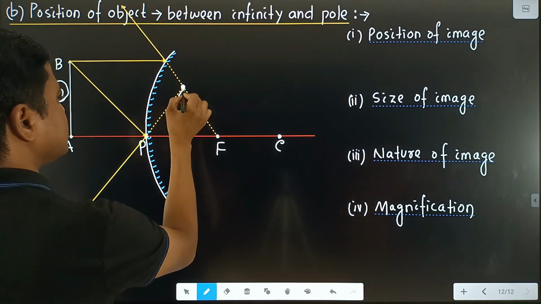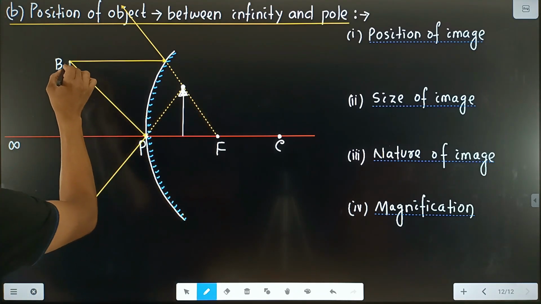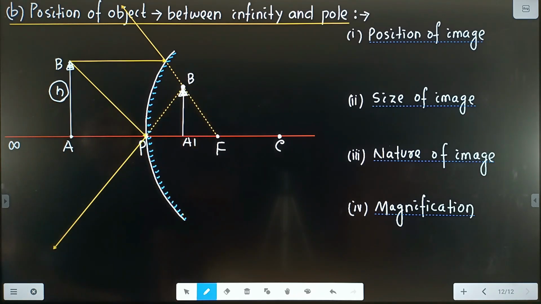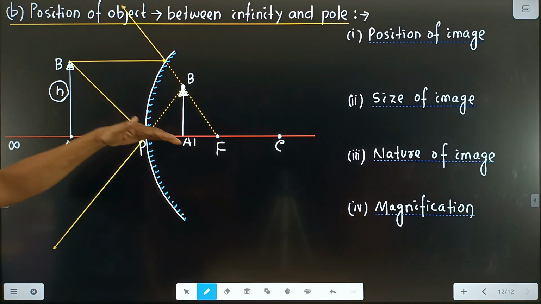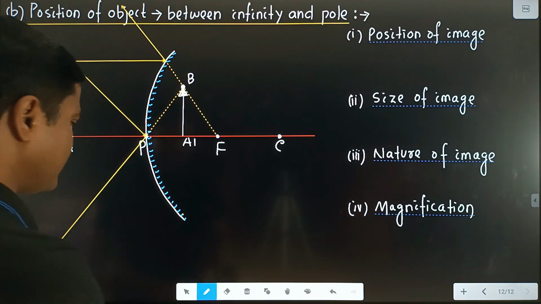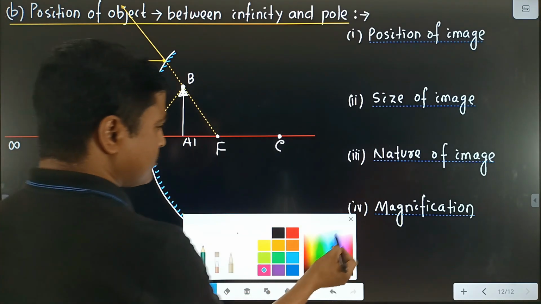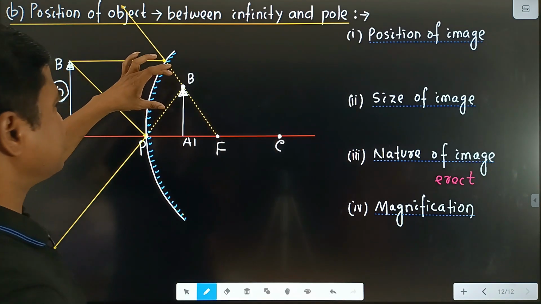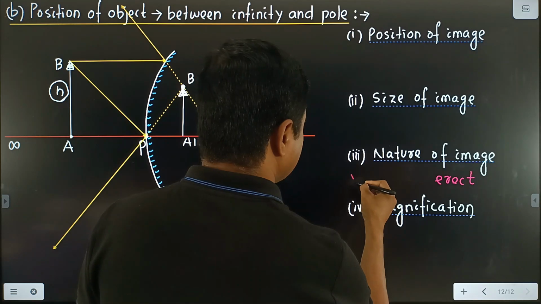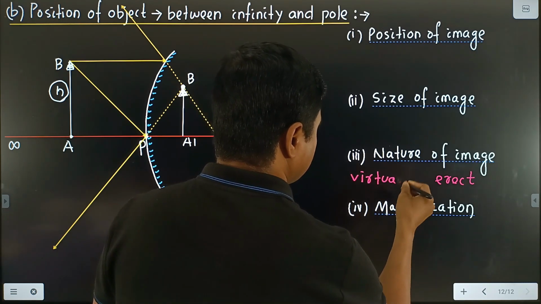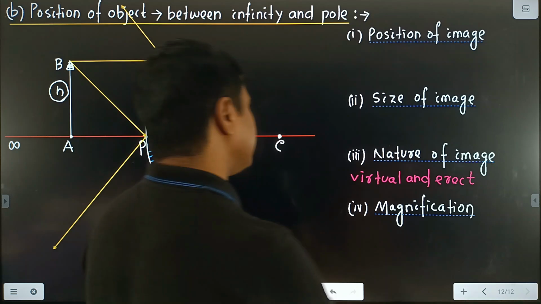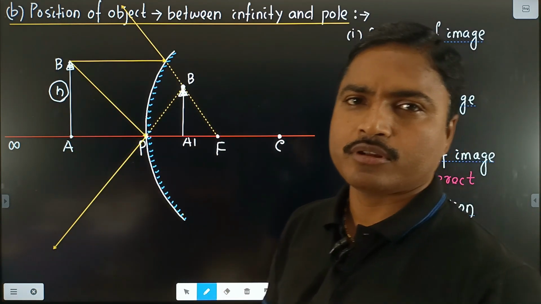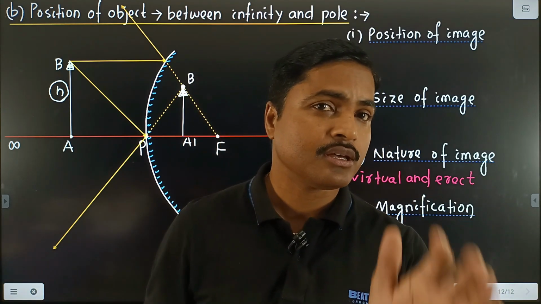Look at the figure. This is the head of the image, and this is the head of the object. For the image, we write A1B1. The head is situated in the upside here, and here also the head is situated in the upside. That means both are not inverted. Not inverted means erect. And these rays are not real. Not real means virtual. Virtual and erect. That means in case of a convex mirror, always a virtual and erect image is formed. No real image is formed in case of a convex mirror.